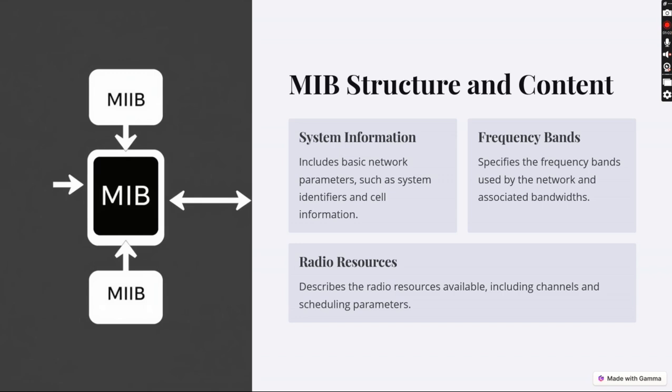So what does the MIB contain? Structure and content of the MIB. It contains the system information, which includes the basic network parameters such as the PCI (physical cell ID), the system frame number, the DMRS type A position, and whether the cell is barred or not. These are the major components of the MIB.